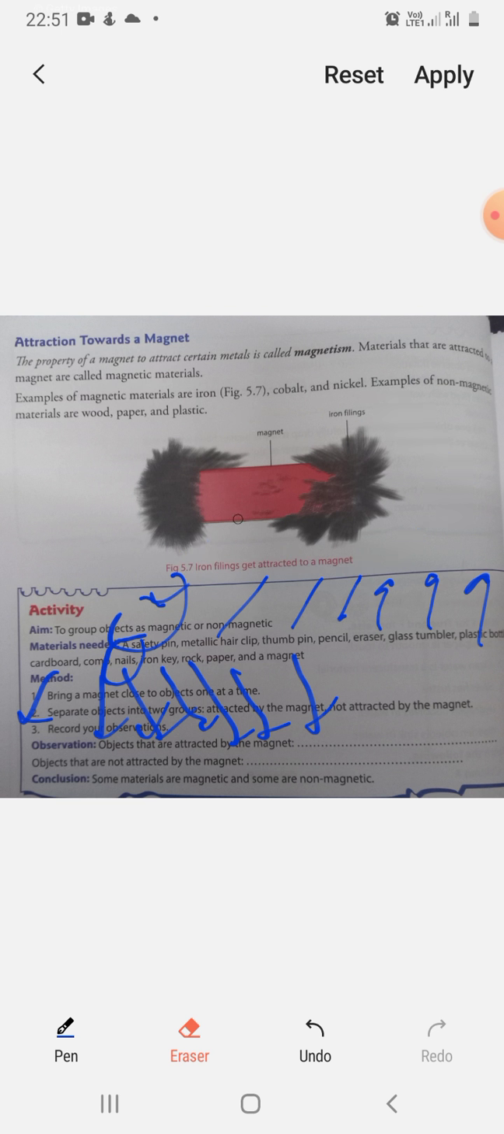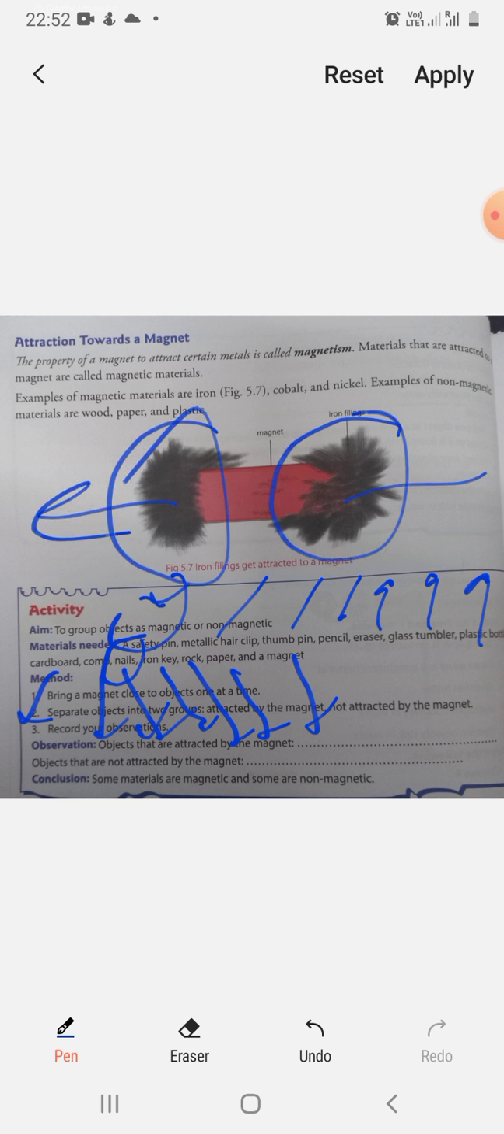If you place a magnet over crushed iron, the iron filings will get attracted toward the poles of the magnet. These are known as the poles. One is the north pole and another is the south pole. We will discuss this in the higher classes. So this corner part is known as the poles. So iron will get attracted on the poles of the magnet.